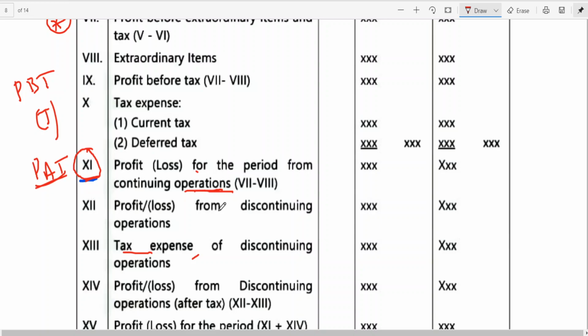Okay. And if you are having continuing operation, this will become profit or loss of continuing, means the business is being continued. Some of the operation might have been discontinued. On that discontinuing operation, after the date of discontinuing operation, whatever profit or loss you are getting, from that you should adjust the tax expenses, then you will be getting profit or loss of discontinuing operation. Profit or loss of continuing operation plus or minus profit or loss of discontinuing operation, you will be getting total profit.